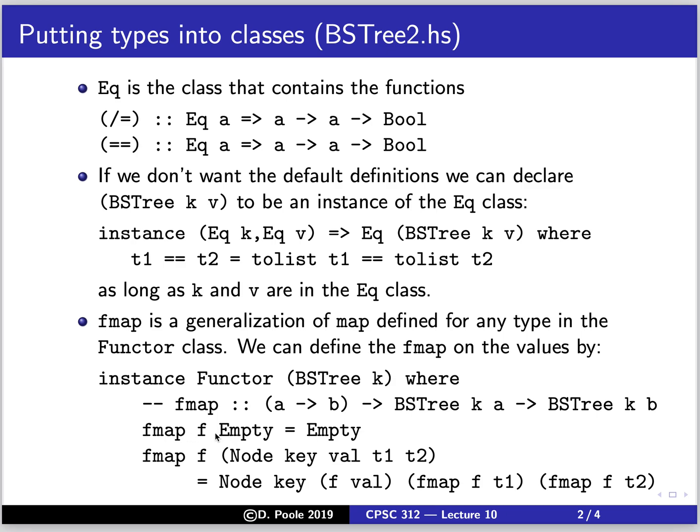Here's fmap, and fmap is defined as: the empty tree gives the empty tree. Otherwise, fmap applied to a node returns a new node where we're applying it to both the head and the tail.